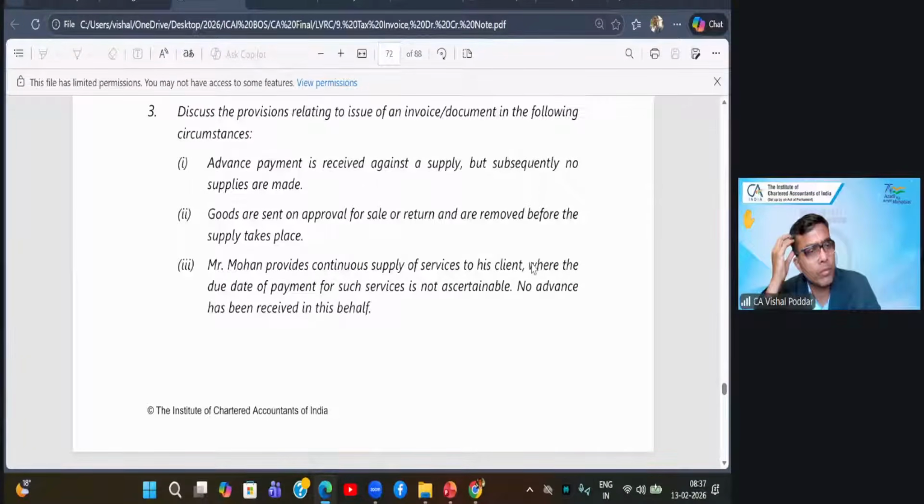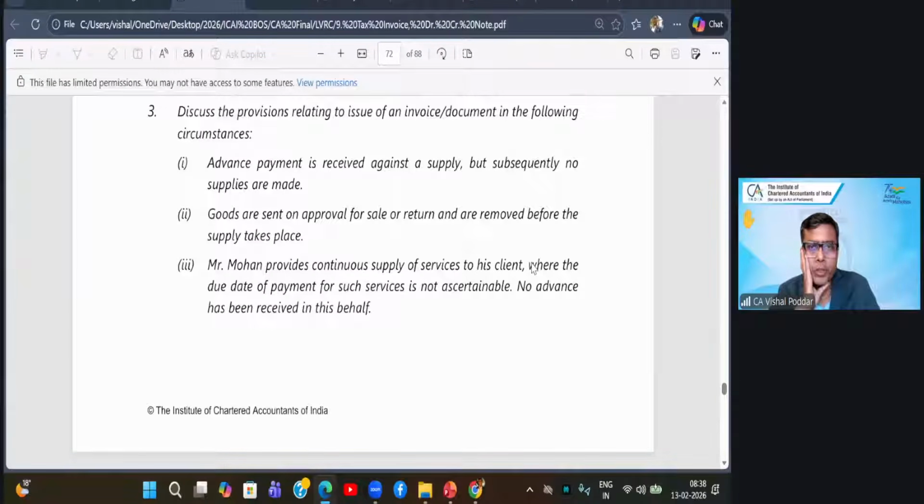Goods are sent on approval for sale or return and are removed before the supply takes place. So, what is the document? This invoice is issued before or on when goods are sold or within 6 months. Nice. So see, the question is not about what you are mentioning being correct. That is time of supply. Here we are on document.